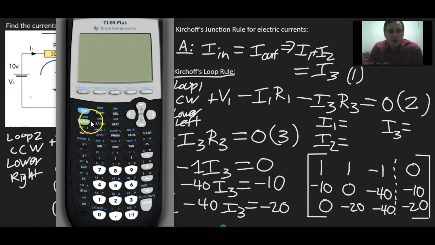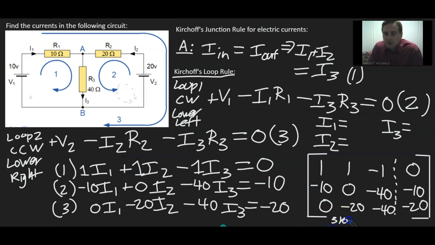So what we should do is, calculator on, clear. Let's go to second matrix. The first thing we need to do is edit. So let's go over to matrix A and do edit. Our matrix should be 3 by 4. How do I know that? Because this is 3 rows and 4 columns. So that's 3 by 4. That's the convention.